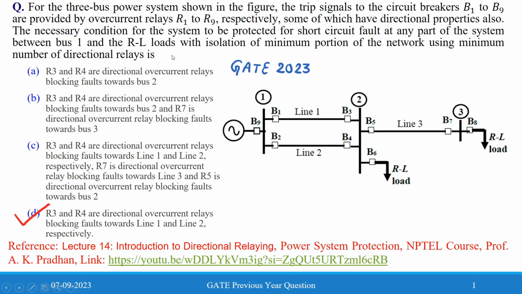bus 1 and the RL loads, with isolation of minimum portion of the network using minimum number of directional relays, is. And the four options are given, and this is single choice, meaning you have to select only one answer. So we have four options given, and the figure belonging to this problem is given on this side.